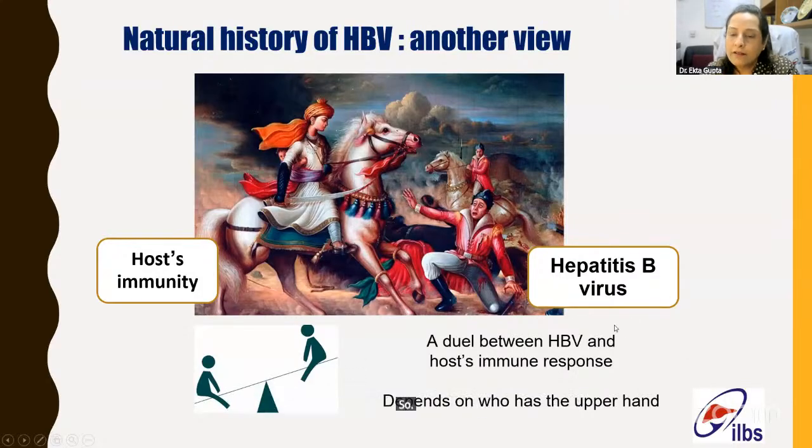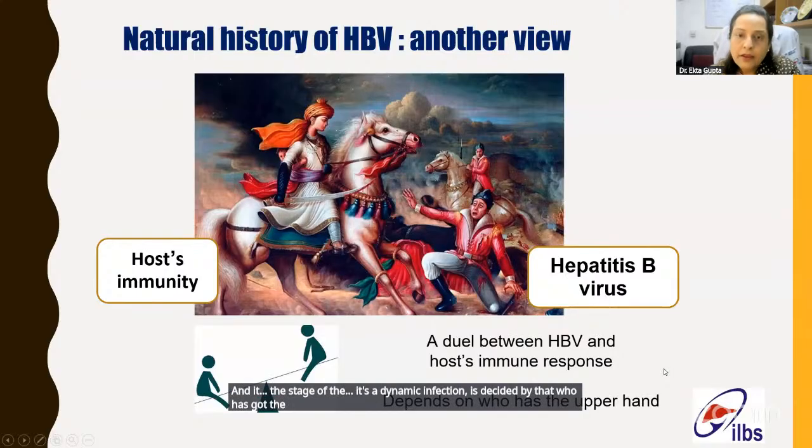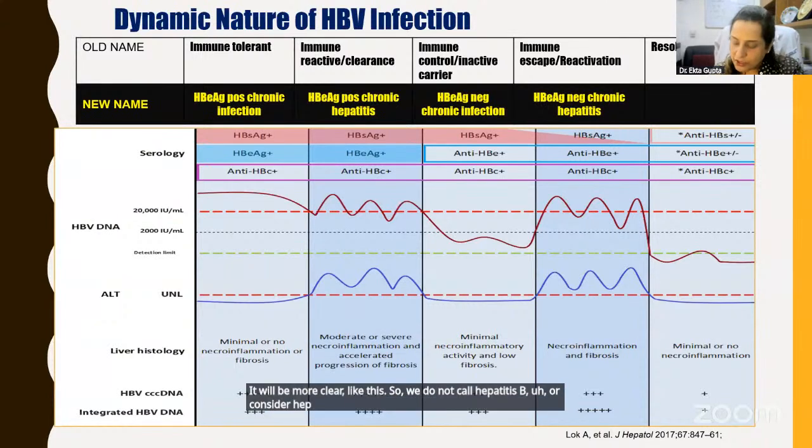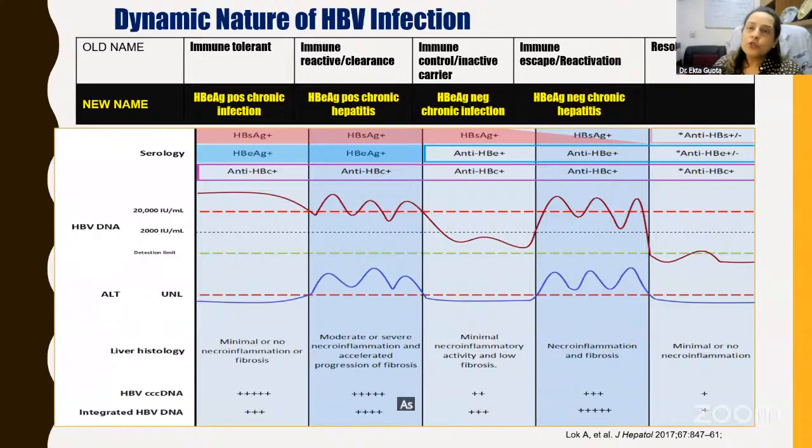So the fight is always happening between the virus and host immunity. And the stage of the dynamic infection is decided by who has got the upper hand. It will be more clear like this. So we do not call hepatitis B infection acute and chronic. It is not that simple. It is not that transparent.